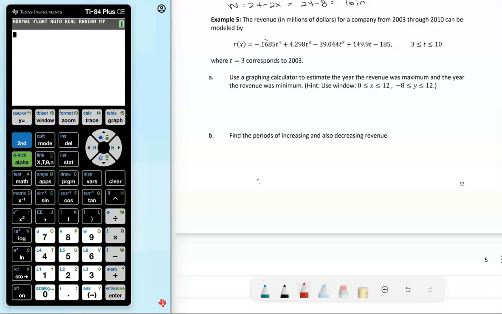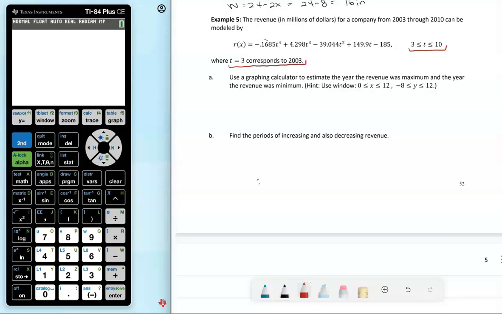So it says the revenue in millions of dollars for a company from 2003 to 2010 can be given by this function. And it notes that the domain of the function is between 3 and 10. And it gives us a key of how to interpret that. When t equals 3, it corresponds to 2003.